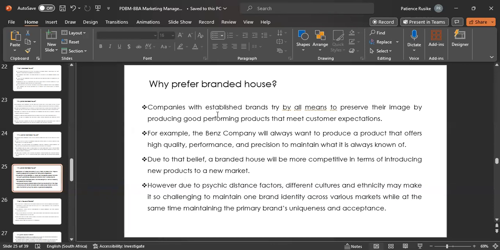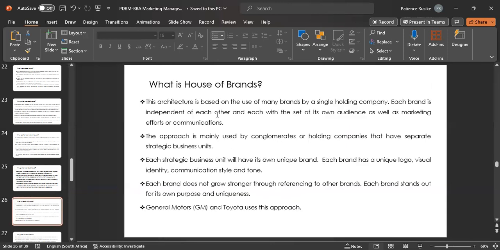So you explain what it is, you look at its benefits, you also look at its drawbacks when you're discussing this concept, right? And then we have what is known as a house of brands. Now, house of brands is the opposite of branded house, right? In a house of brands, we are saying that you have different products, and each product has got its own identity, right? Different products are not under one brand, but each product is its own brand.